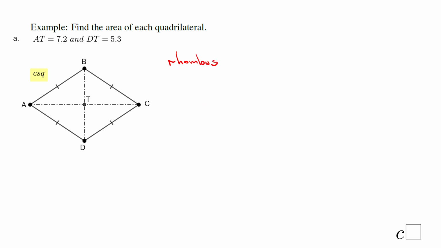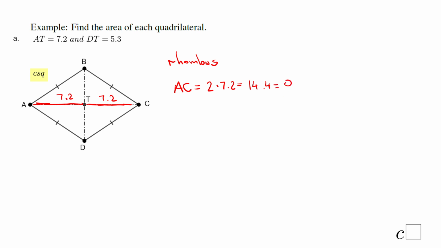Now, very important, let's take a look. We have AT here, which is this segment. It's 7.2. So now TC is going to be also 7.2. Why? Because the rhombus, like a parallelogram, like a rectangle, the diagonals bisect each other. So the measure of segment AC will be 2 times 7.2, which is 14.4. This is one of the diagonals.